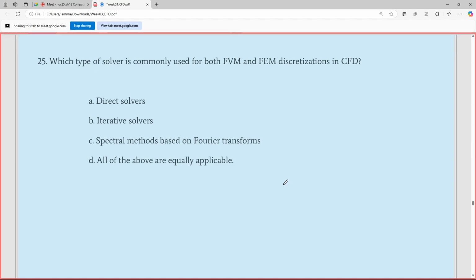Is option B, iterative solvers. But the catch is, where finite element method mostly direct solvers will be preferred, but computations of CFD using finite element method will mostly prefer iterative solvers. Some methods for direct solvers are LU decomposition and so on, whereas iterative solvers use iterative methods like Gauss Seidel and so on.